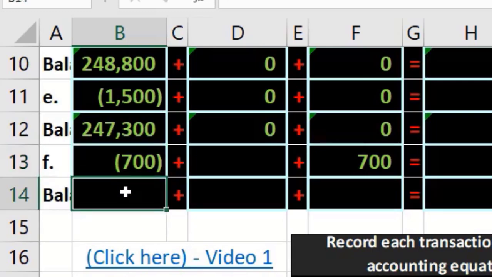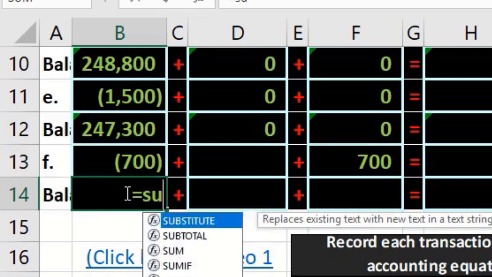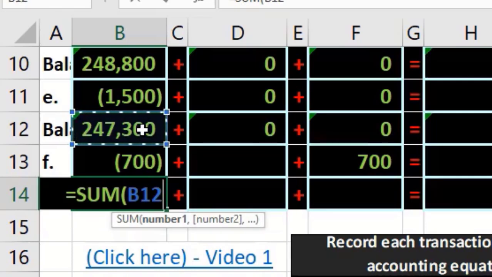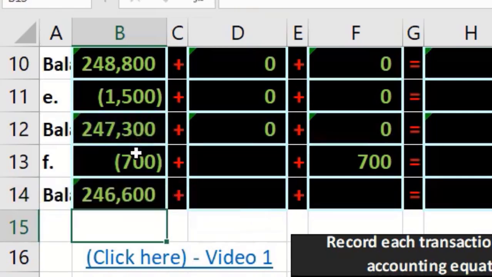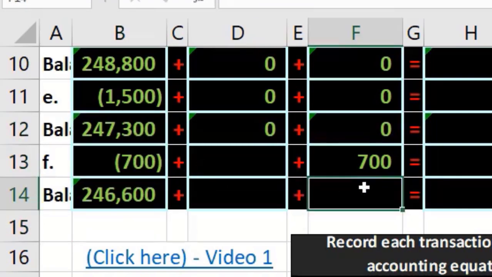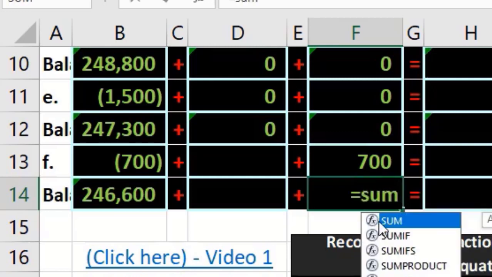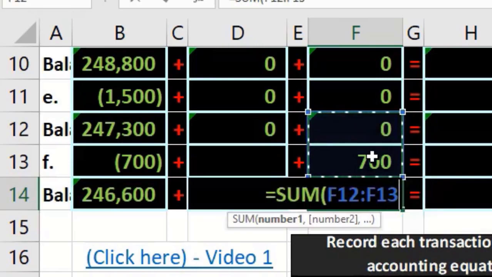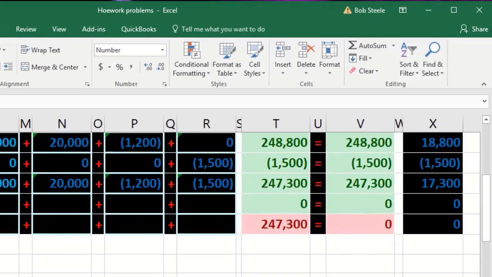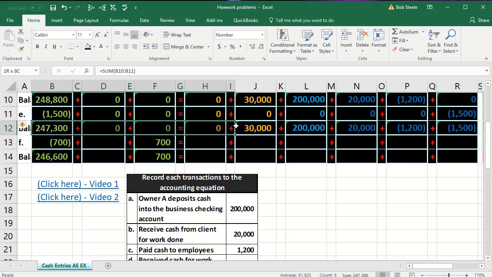So I'm in B14. I'm gonna say equals SUM and double click the sum function. Highlight the 247.3 and the 7. And of course, this is a subtraction problem because we are taking the positive number plus that negative number. And Excel sees the sum function as subtracting due to it being a negative number. Then in F14 equals SUM, double click the sum function, highlight the 0 and the 700 and enter. Those are the two new transactions, but of course we are not in balance due to the fact that we haven't brought down all the other balances that were involved from the prior transactions, which we will now do.